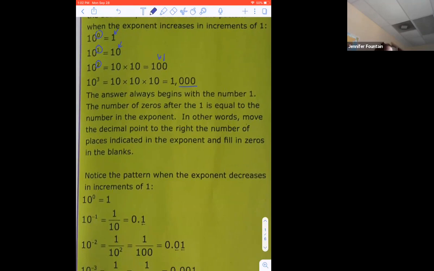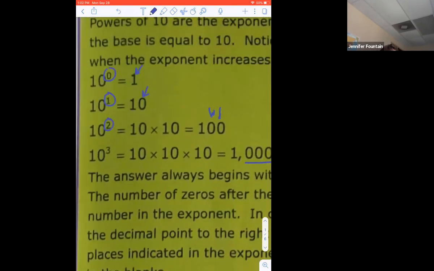Okay, so that's with positive exponents. Notice that we would start with 1, which is 1 decimal 0. If I move my decimal over one place, that is 10. If I move it over another place, that becomes 100. And so I'm just filling in with those zeros to make my numbers get larger. So a positive exponent makes a larger number.